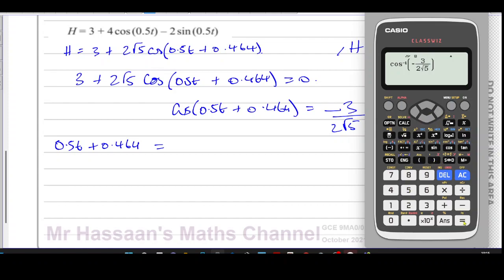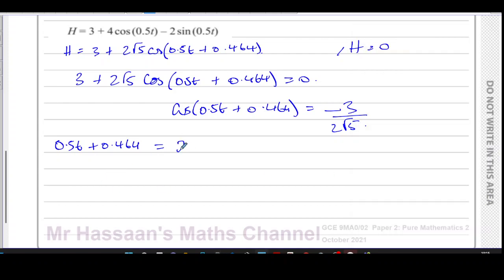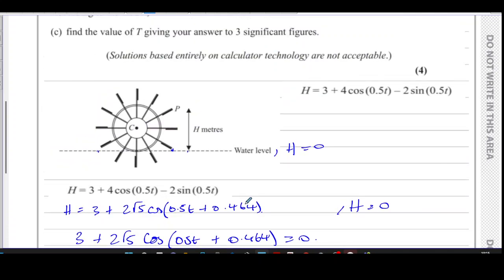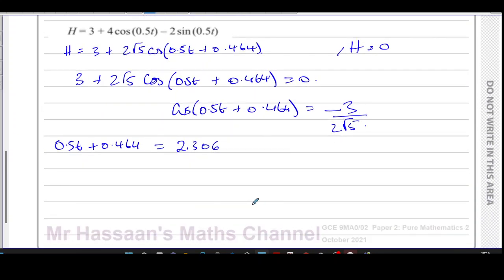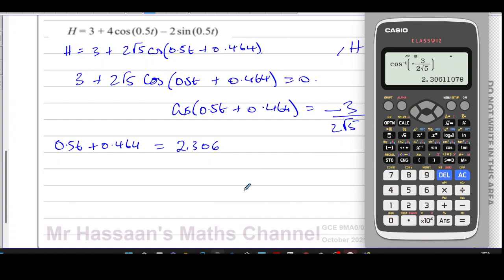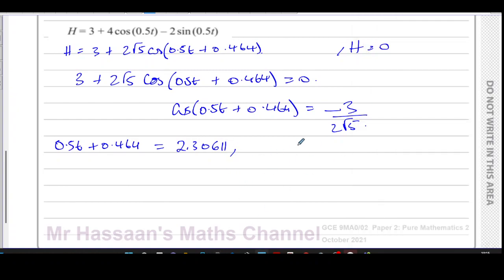Okay, so that gives us the principal solution, which is 2.306. I think we have to give our answers to three significant figures, so that's fine, but I'll just write a couple more places: 2.306611. Okay, and we can round properly at the end. Always leave your working in a more accurate form, and then round at the end. So that's the principal solution.